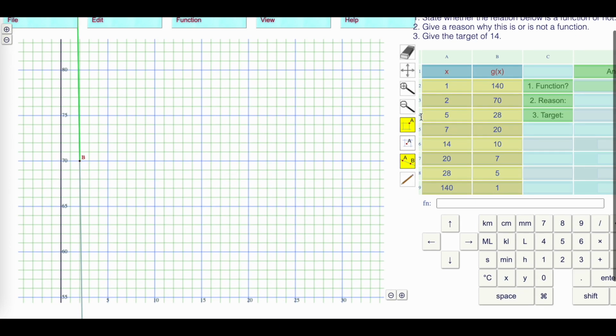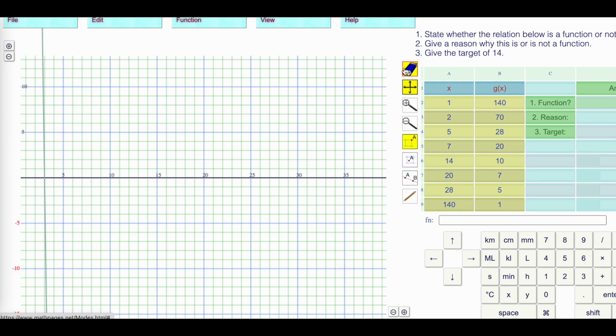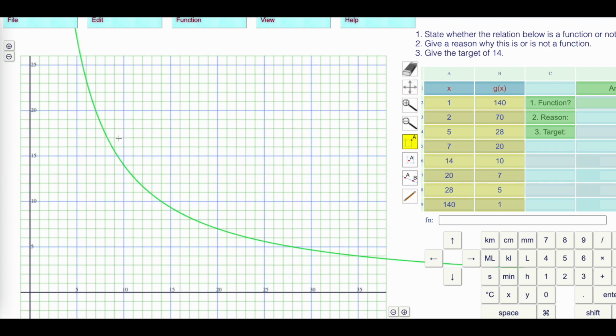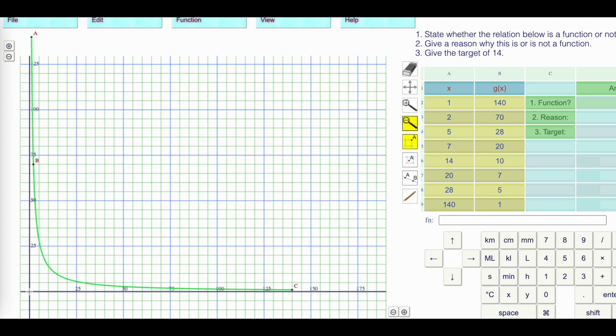I don't really have to graph all of these. I'm just going to go to my 1, 140. There's my 140 and 1 right there. It should curve through. I am going to double click on this so we can see the curve like that. If we zoom out, I'm going to click on the origin to zoom out. It looks like this. It totally passes the vertical line test.